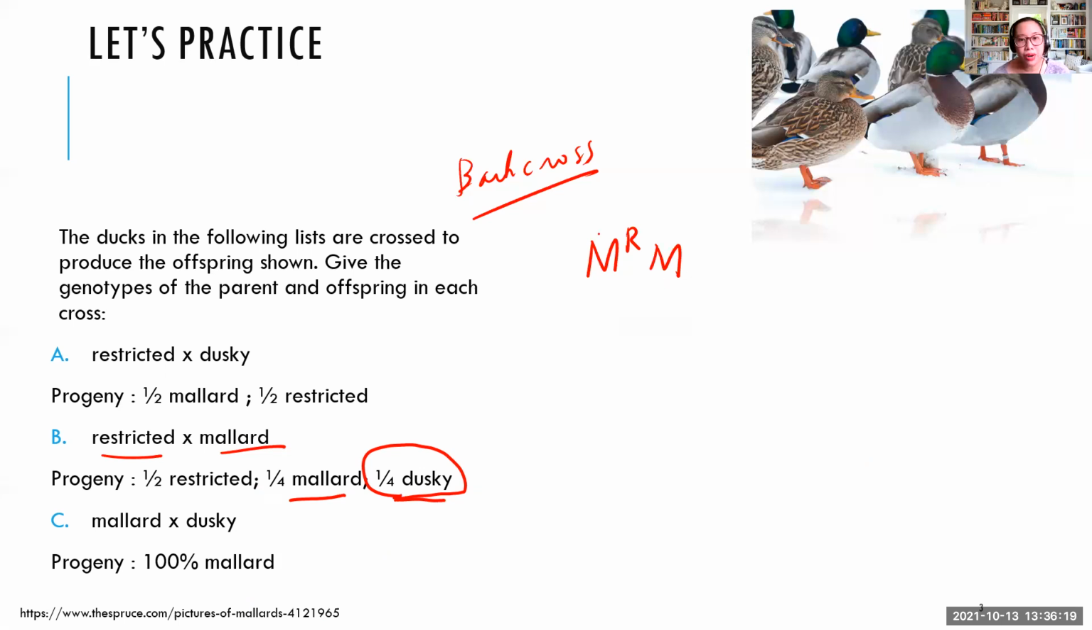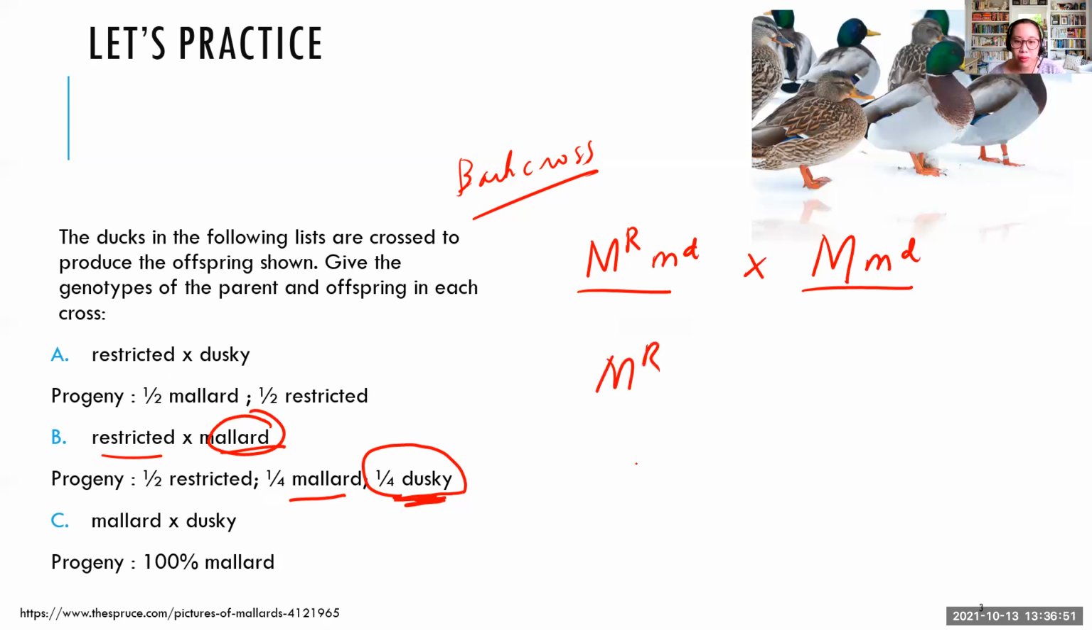Alright? So, to have a dusky, remember, you need 2 genes for that. So one parent must donate a dusky. Then the mallard parent must also donate a dusky gene for a dusky to be produced. So from there, in a back cross, you already know the genotype of the parent even without solving using the Punnett square. But just to show you, this is the restricted parent and this is the mallard parent. So let's check if the ratio for the progeny is correct.